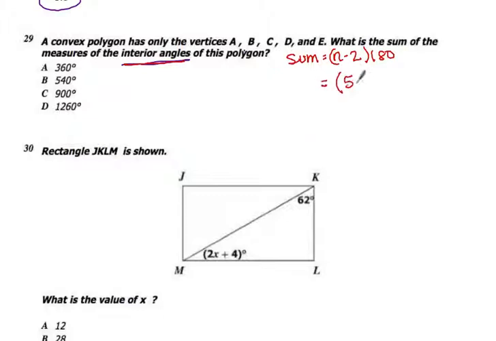So 5 minus 2 times 180. Plug that into your handy-dandy calculator and you're going to get 540. 3 times 180 is 540. Yay, smiley face. Any questions? Okay.